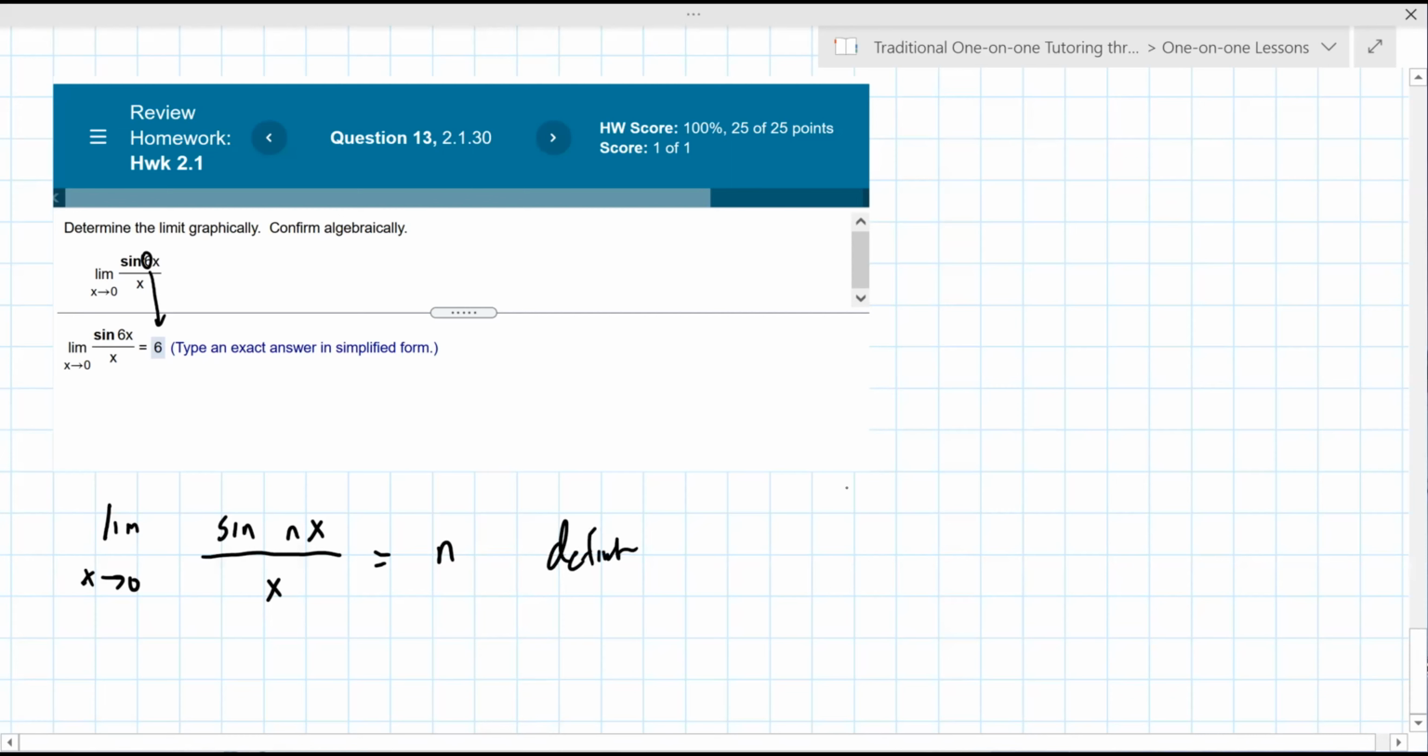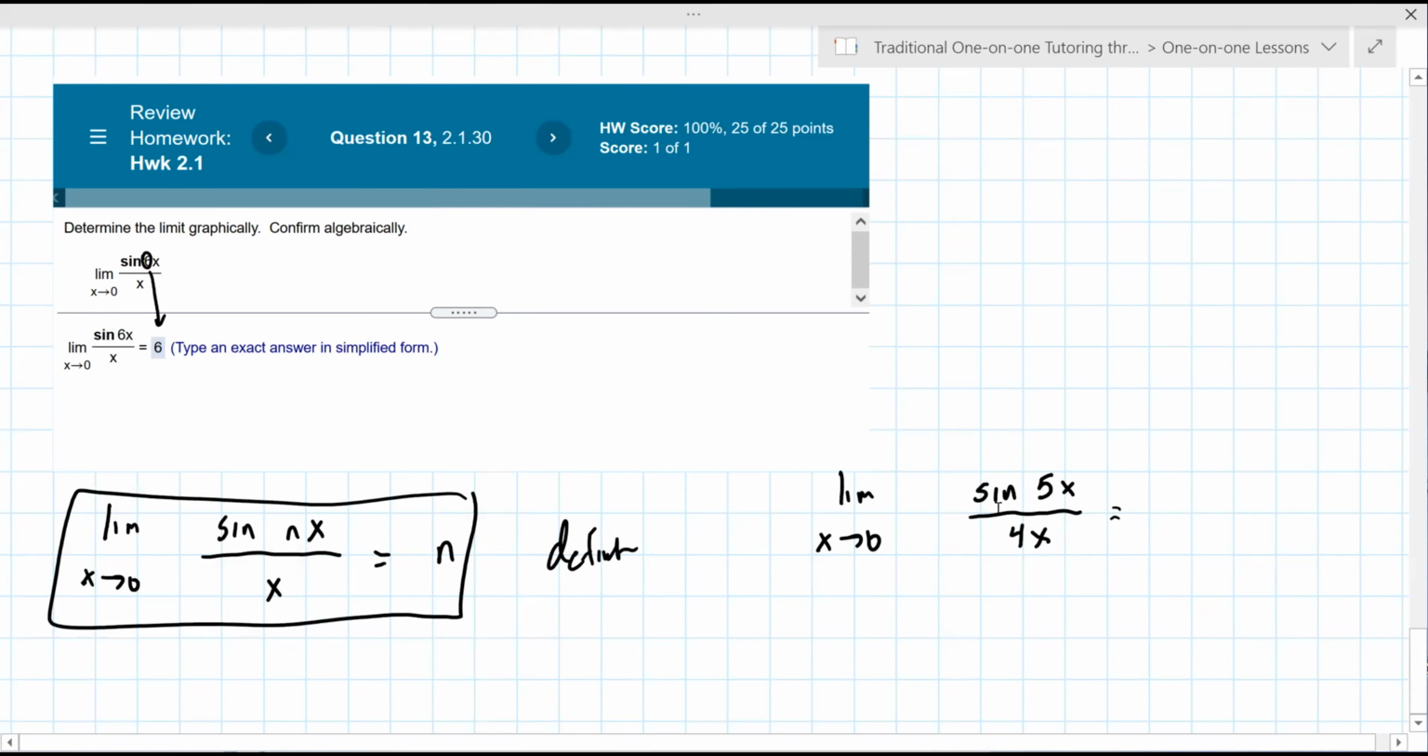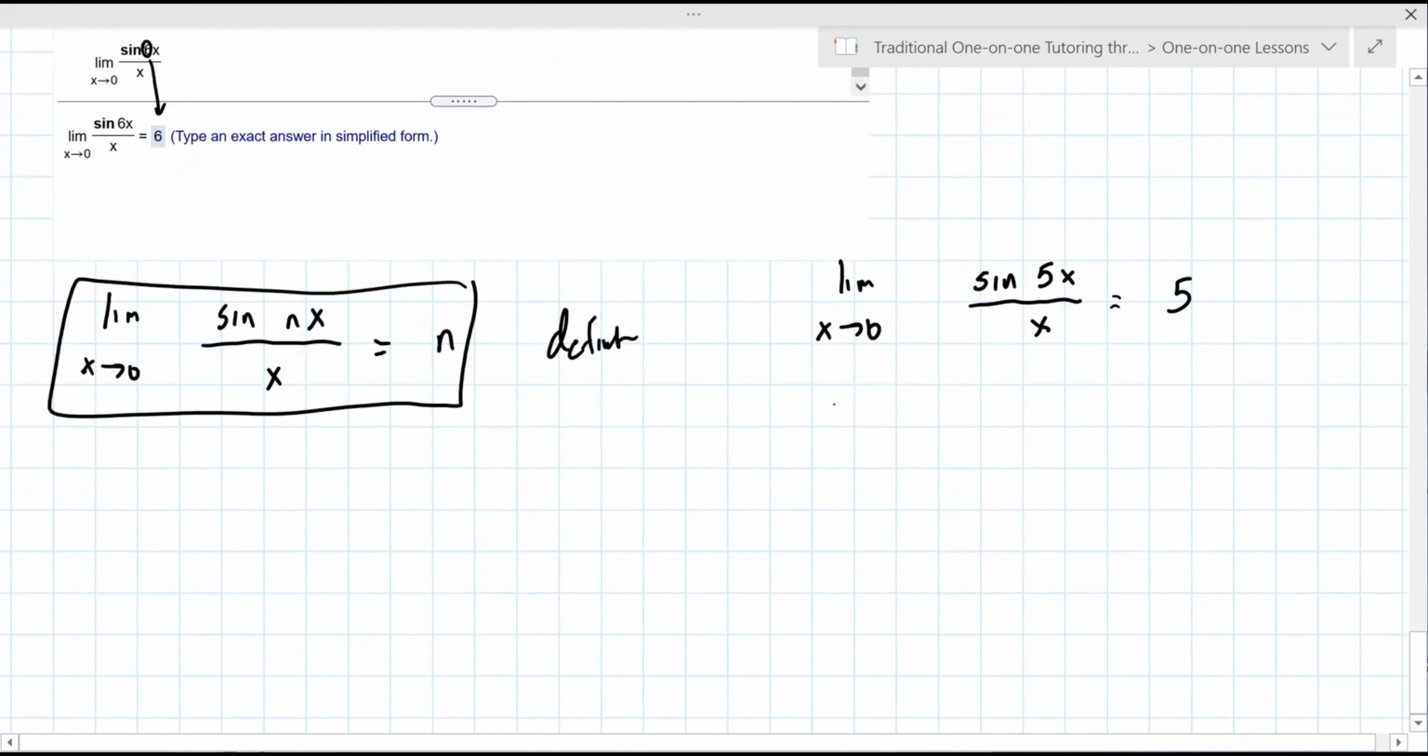Okay, so let's say I asked you for the limit as x approaches 0 of sine 5x over 4x. This one's slightly different. If the 4 wasn't there, what would the limit be? Imagine the 4 is not there. It's the same form as nx over x. It's just this value of n. Let me make this different. The limit of sine 5x over x is 5. It's always that number there. The limit as x approaches 0 of sine 1/2 x over x is 1/2.